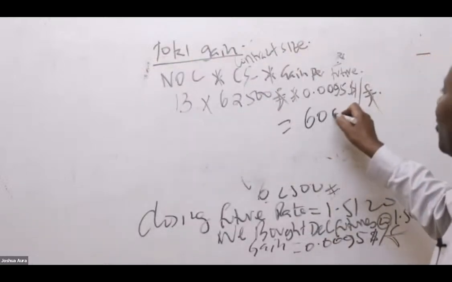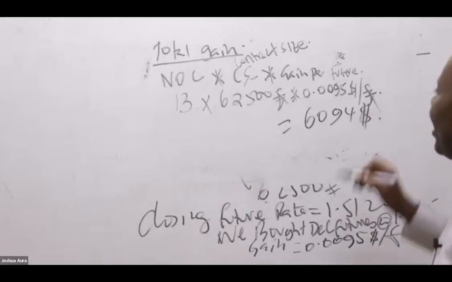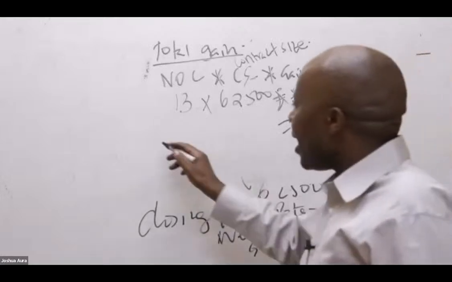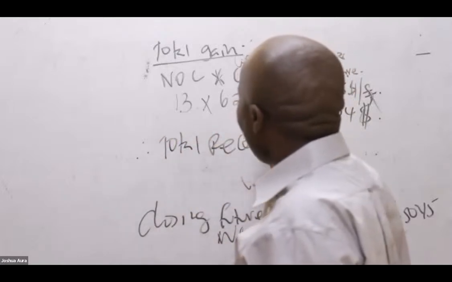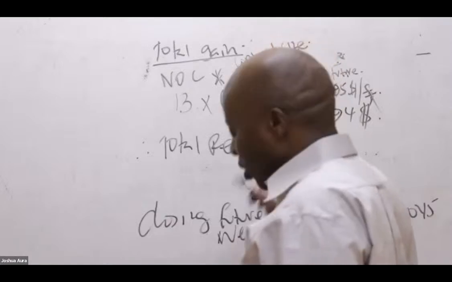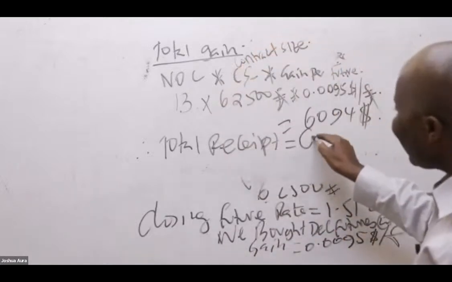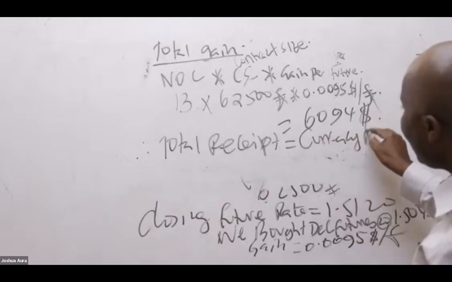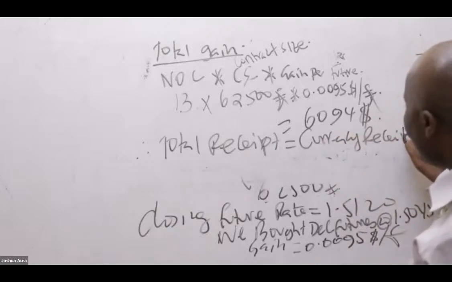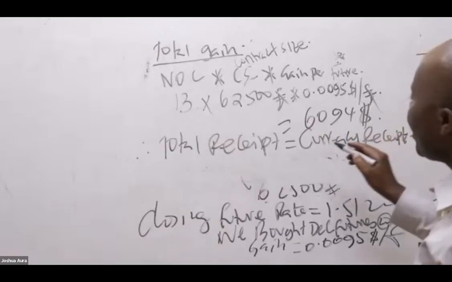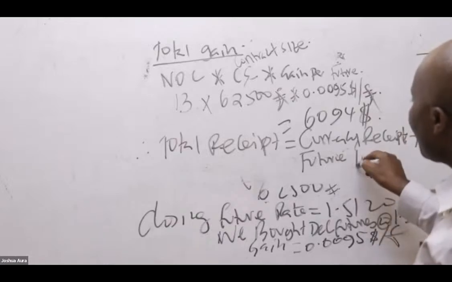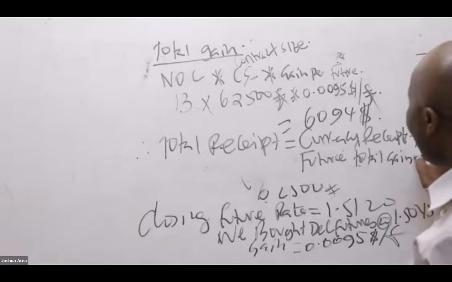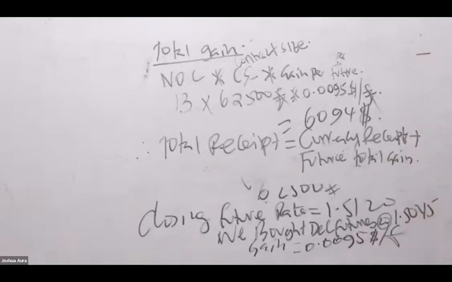But they haven't told me the currency, and you know the currency is very important. And therefore, the total receipt will be equal to the currency receipt plus the futures total gain.